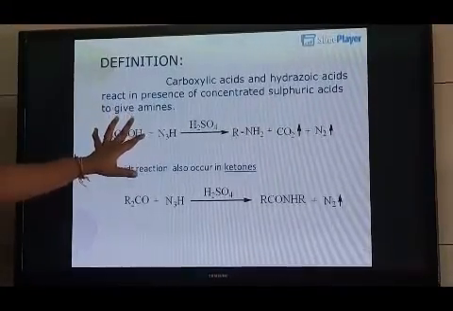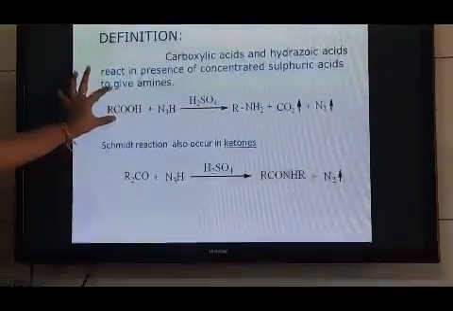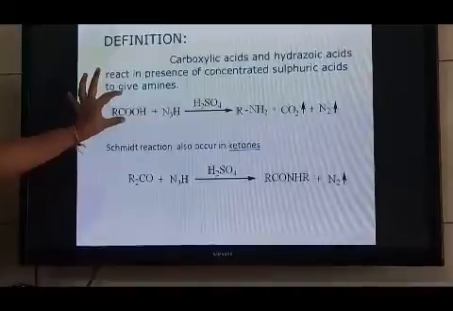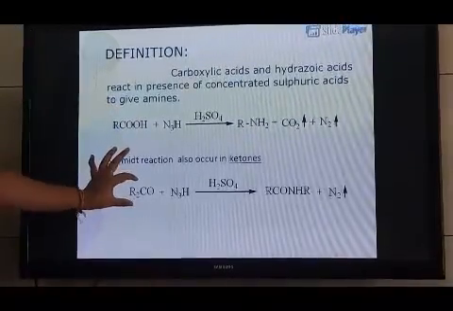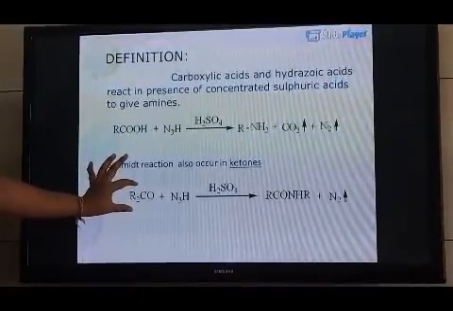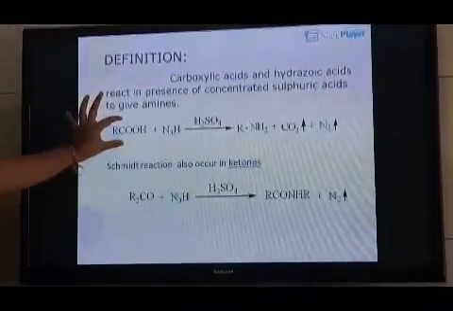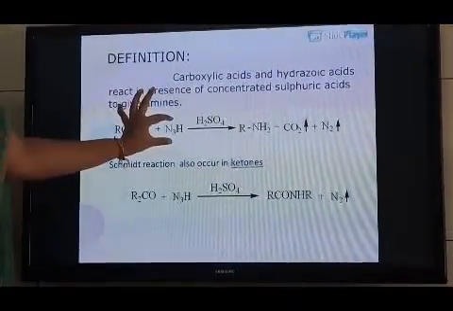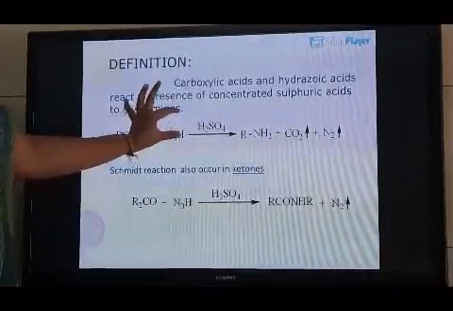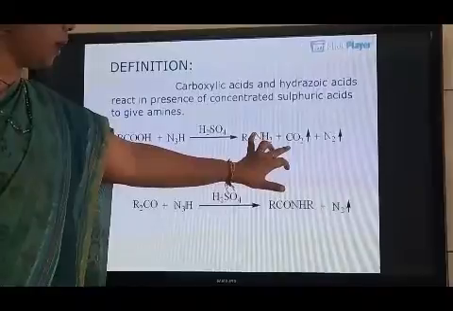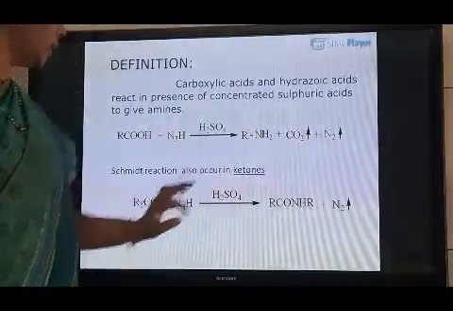Mainly in the Schmidt reaction, carboxylic acids and carbonyl compounds are involved. Carbonyl compounds means what? Ketones or aldehydes. Whether carboxylic acid reacts with hydrazoic acid in the presence of sulfuric acid, they can give amines with the evolution of carbon dioxide and nitrogen gas.